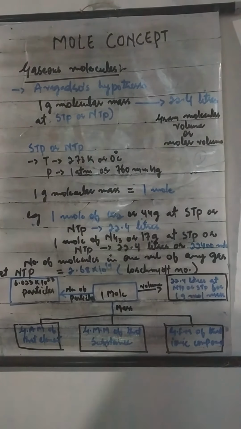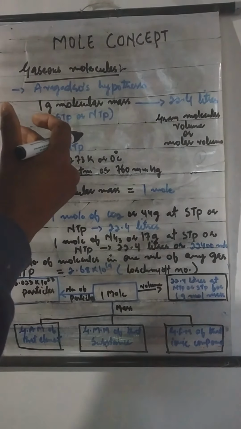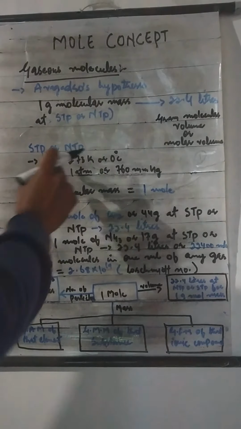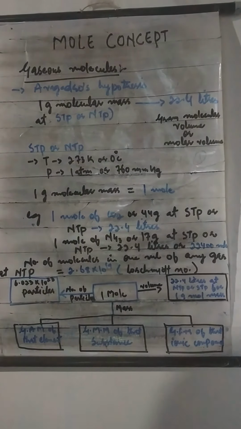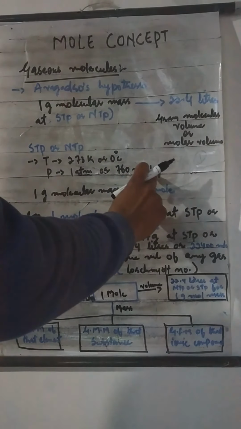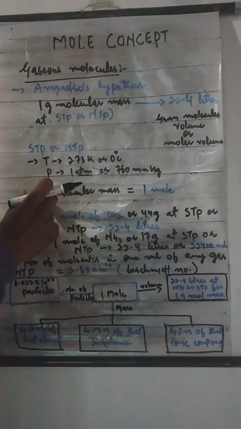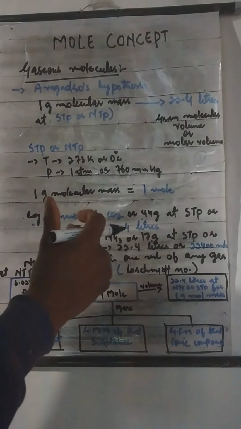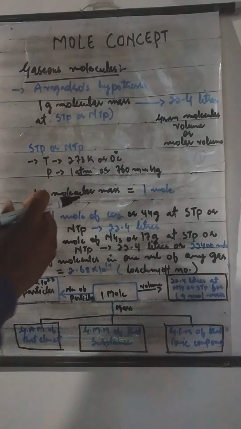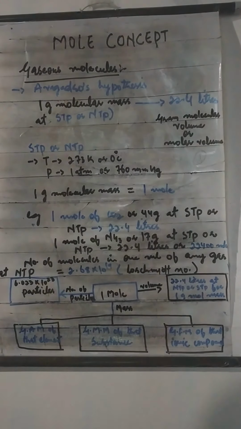What does standard temperature and pressure, or normal temperature and pressure, mean? It means the measurements are to be determined at a temperature of 273 Kelvin or 0 degrees Celsius, and a pressure of 1 atmosphere or 760 mm of Hg. 1 gram molecular mass is nothing but 1 mole, and here we are talking about gaseous molecules. How much does 1 mole of a gaseous molecule weigh? I have taken the example of carbon dioxide and ammonia here.